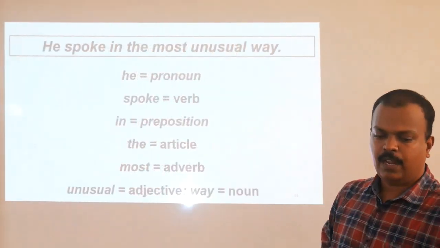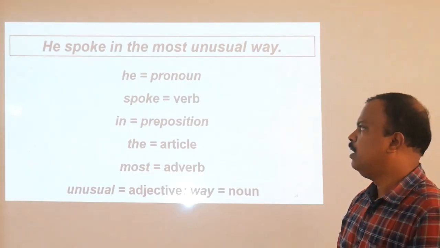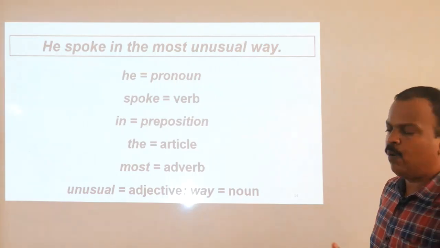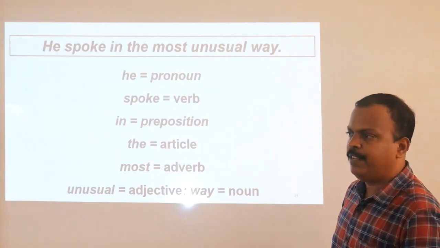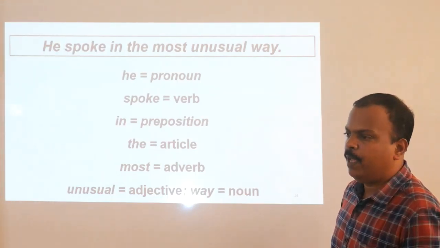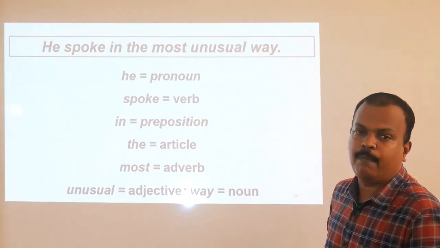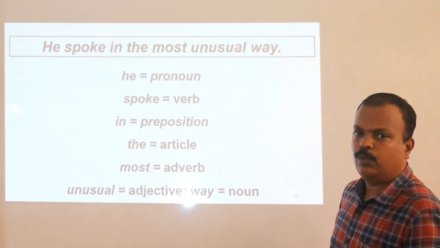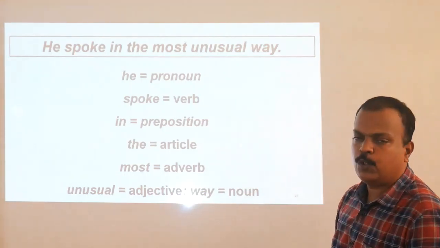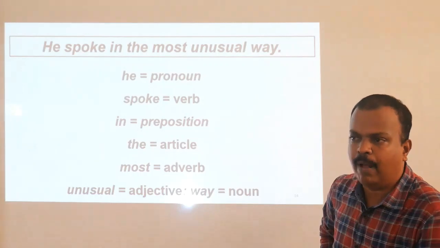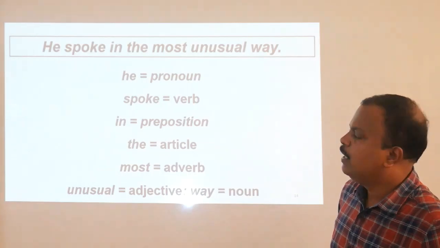Let's look at another one. He spoke in the most unusual way. So he is a pronoun, quite understandable, easy to remember. Pronouns are the simplest things, like I said, but there are different forms of pronouns. Like he can become his, it can also become him, it can become himself. So you need to know how those things work as well. So he is a pronoun, spoke is the verb, the past form of the verb speak. Speak, spoke, and in the past participle, spoken.